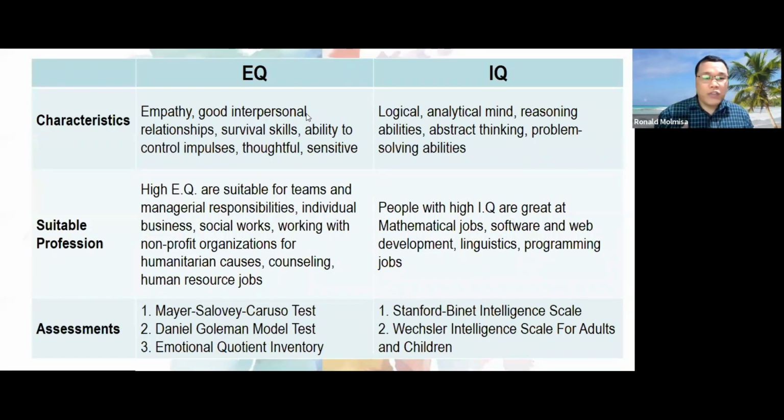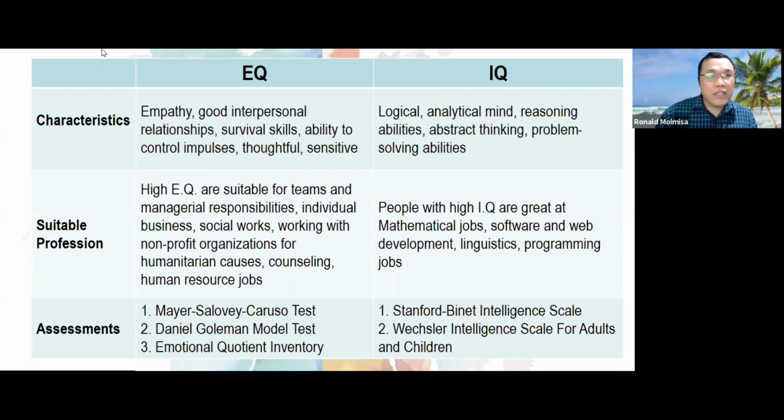Okay? So just to give you an idea, this is it. EQ versus IQ. When you talk of EQ, this is where they say soft skills. The truth is, to me, whenever they consider emotional trainings as soft skills, I disapprove of that idea. Mainly because what they call soft skills are even more important in the workplace. Nonetheless, that's beyond our discussion. It's a debate. Characteristics of EQ: empathy, good interpersonal relationships, ability to control impulses. IQ is logical, analytical, reasoning abilities, abstract thinking.